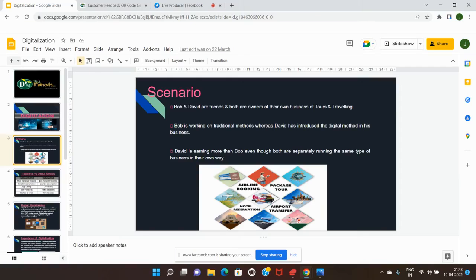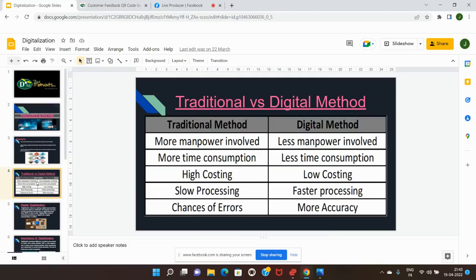So now we'll learn what the actual difference is between the traditional method and the digitalization method. When we talk about the traditional method, that would be more time consumption, more processing, and there are chances of errors, and that's the reason Bob is struggling to run his business smoothly.